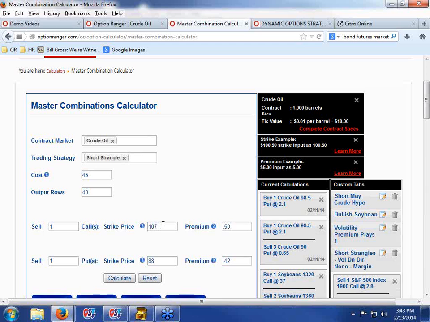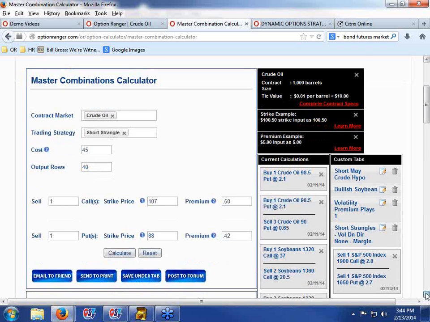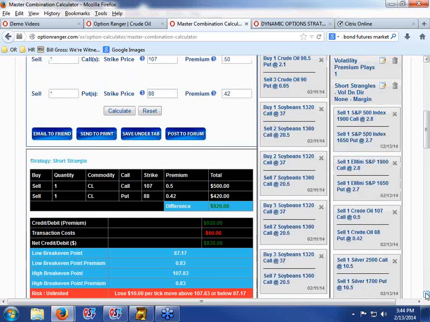The 107 call. May is presently at 99.27, so just a little over 99. The 107 call is 50 points or $500. And the 88 put is 42. So when we want to calculate that, we're going to say, but how much do we get? What is our risk? Where do we make money? Where do we lose money?